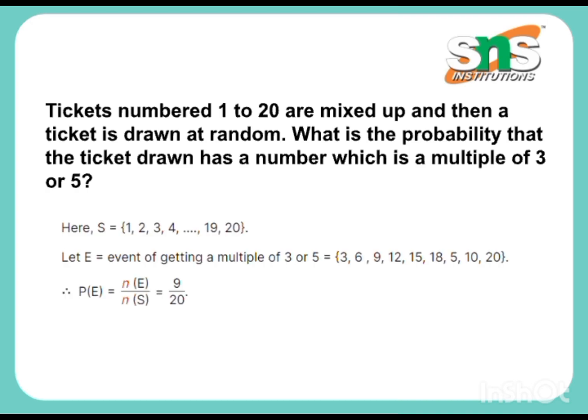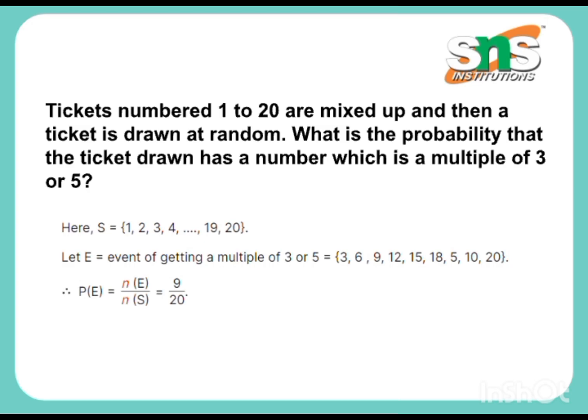Sample space is nothing but 1 to 20. Let E be the event, a multiple of 3 or 5. So 3, 6, 9, 12, 15, 18 are multiples of 3, and 5, 10, 15 and 20 are multiples of 5. 15 is already common for both, so we can just take it once.